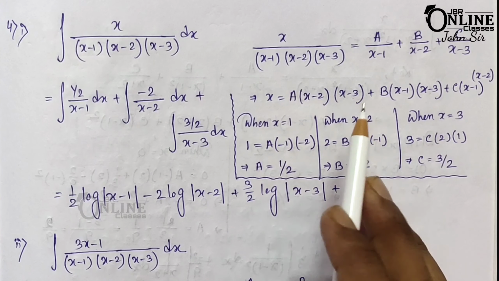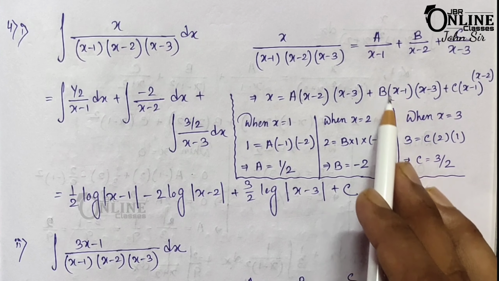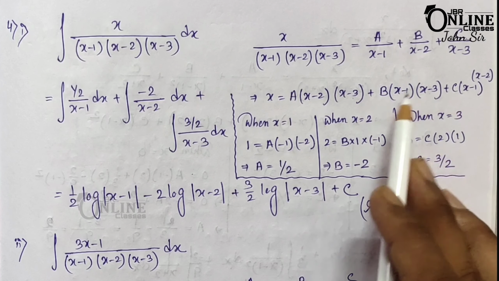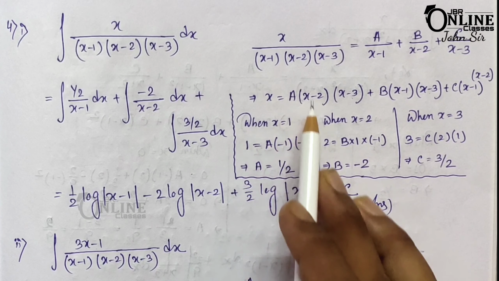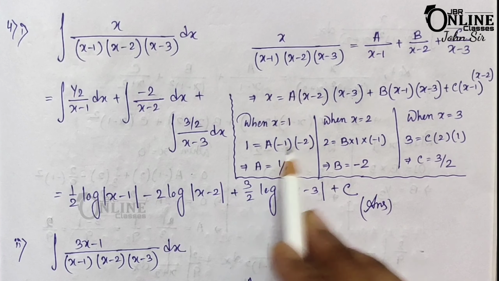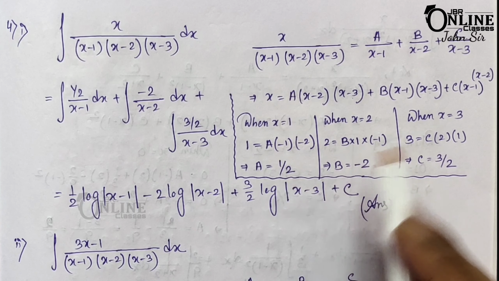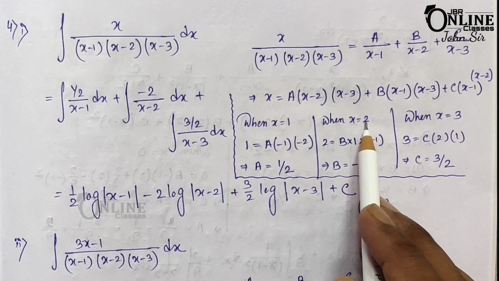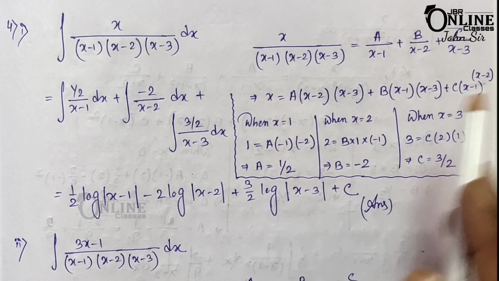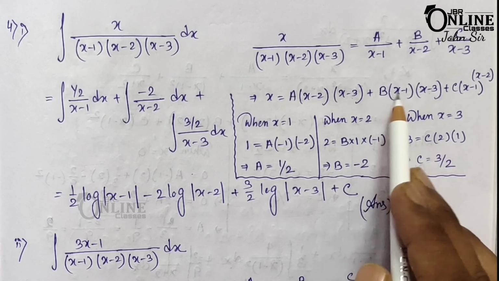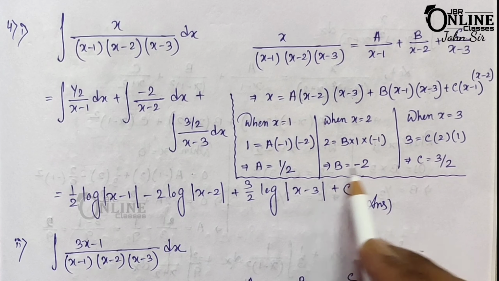So now here you have to find the values of a, b and c. So first let x equal to 1, if x equal to 1 then this portion equal to 0 and this one also 0, that means part b and part c equal to 0. So only you have here 1, here a into 1 minus 2, so it's minus 1, here 1 minus 3 minus 2, so from that a equal to half. Now next b, when x equal to 2, so if x equal to 2 then this portion equal to 0 and this one also 0. So now here 2 and here b into 2 minus 1 is 1, then 2 minus 3, that equal to minus 1. So from that b equal to minus 2.